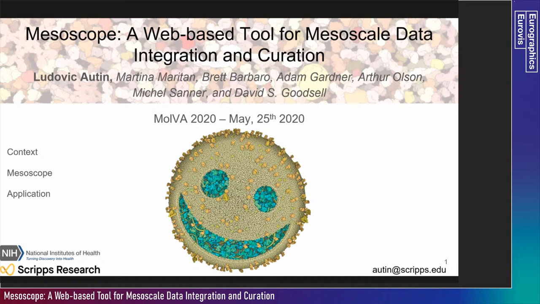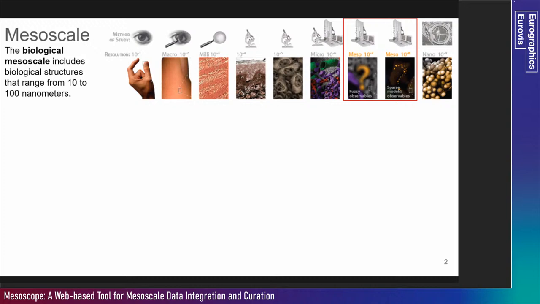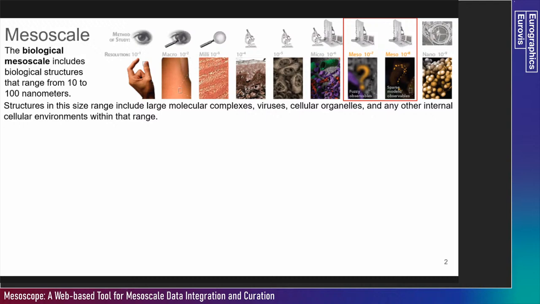So what is the mesoscale? We can define the biological mesoscale as the scale that includes biological structures that range from 10 to 100 nanometers. The structures in this range include large molecular complexes, viruses, cellular organelles, and any other internal cellular environment within that range. Now, in terms of methods of study to visualize these structures, we have X-ray crystallography that will show us large molecular complexes, but in isolation.